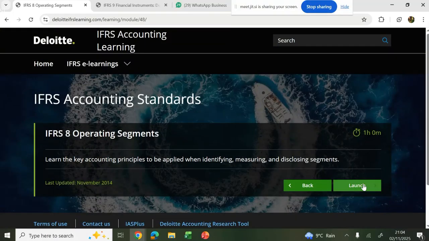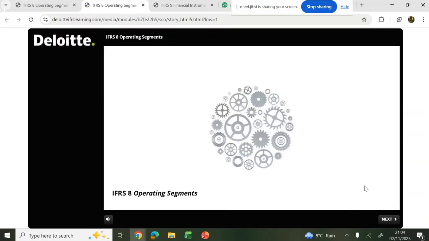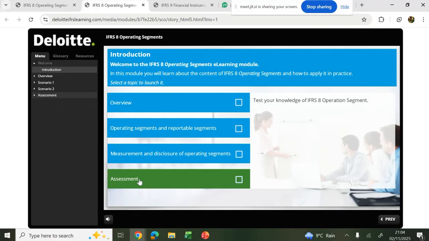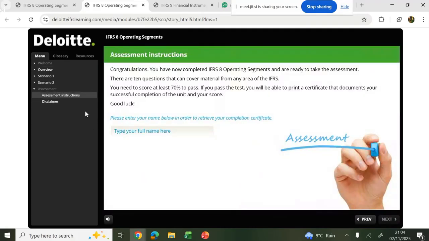Because at the end of it all, it's going to be giving you certificates. If the pass mark is 70%, I think I showed you the last time. I don't know why it's not giving me the assessment. See, if you come to assessment, that's the assessment. Can you see my screen?